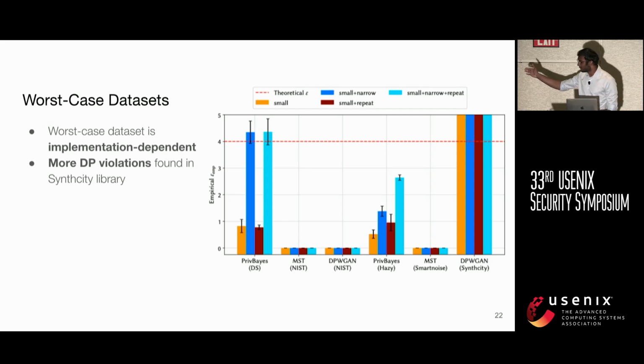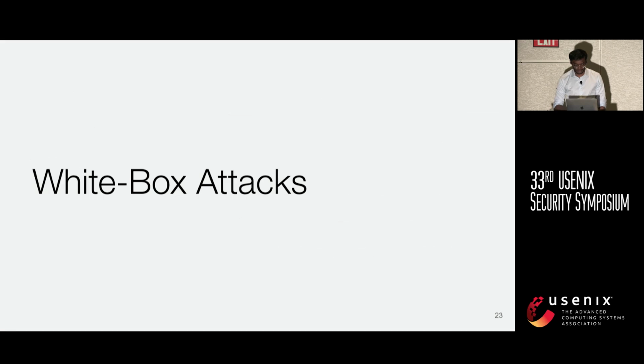We also find more DP violations in one specific library due to random seed reuse as well. And lastly, we find that even in the worst case data set setting, DP auditing is not tight when you only use black box attacks.